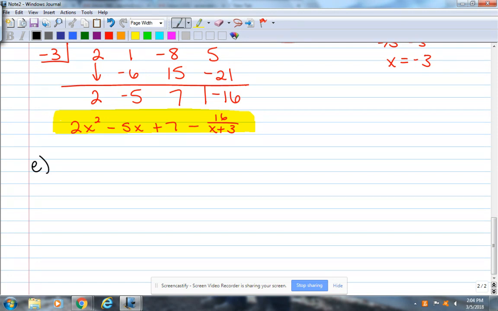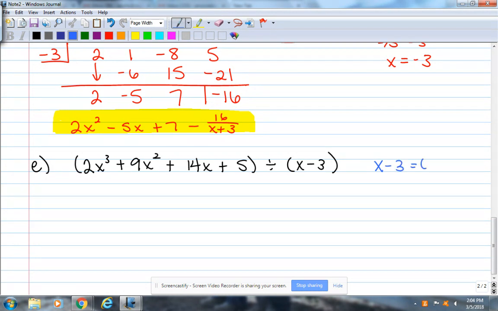Which one was this one? Okay, let's do this one: 2x to the third power plus 9x squared plus 14x plus 5 divided by x minus 3. They like threes today. So +3 is your little number in the column. How do you get that, though, mathematically? I'm not going to be fussy about that, but we're recording live, so somebody might be watching this for the first time ever.